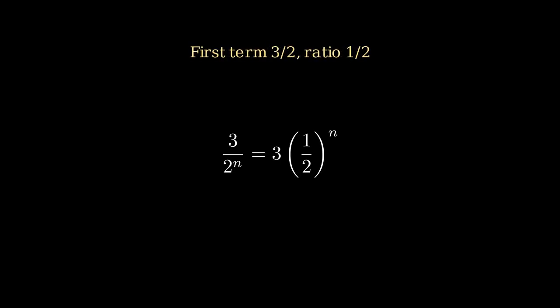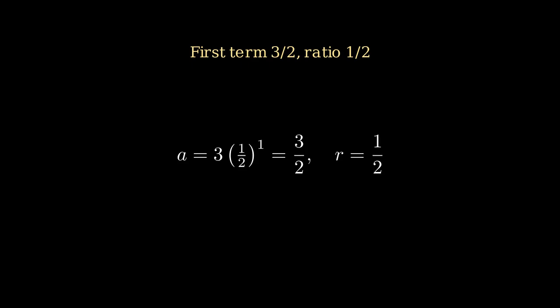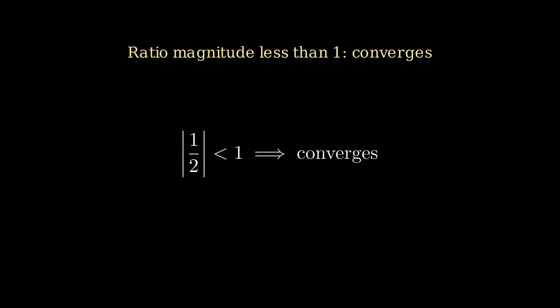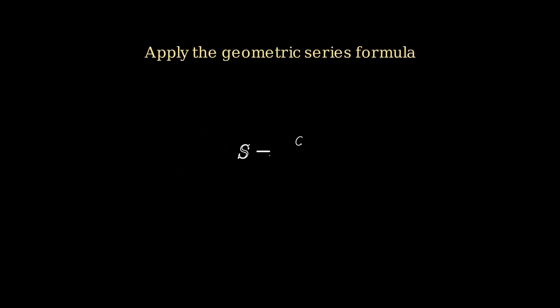Since the sum starts at n equals 1, not n equals 0, the first term is 3 times 1/2, which is 3 over 2. The common ratio is 1 over 2. Check the ratio size. The magnitude of 1 over 2 is less than 1, so by the geometric series rule, this series does converge. Now apply the geometric series formula.